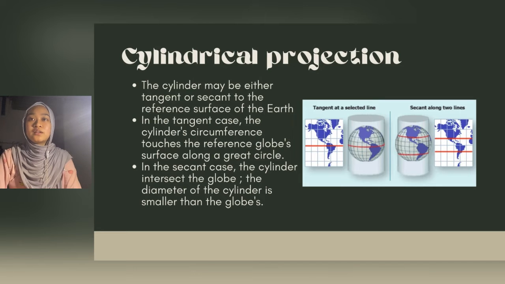Next, cylindrical projection. The cylinder may be either tangent or secant to the reference surface of the Earth. In the tangent case, the cylinder circumference touches the reference globe's surface along a great circle. In the second case, the cylinder intersects the globe, which means the diameter of the cylinder is smaller than the globe.